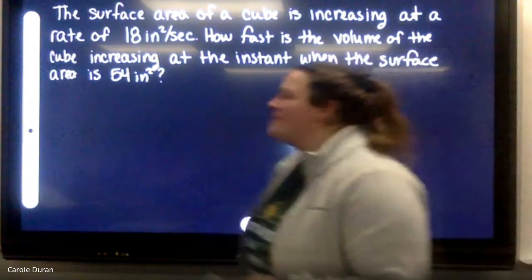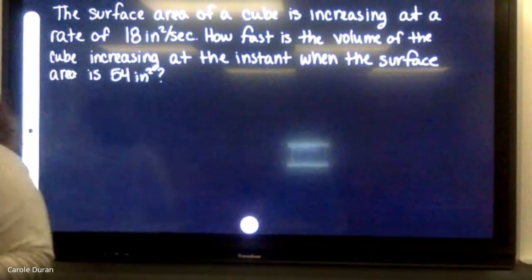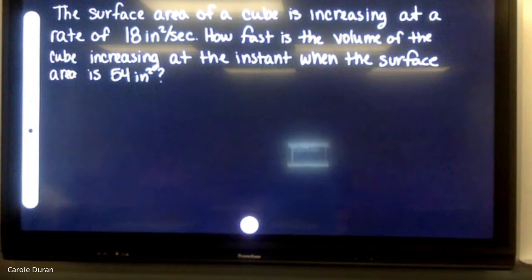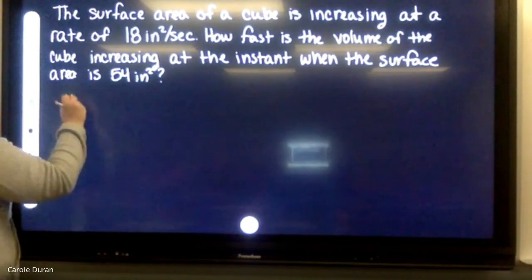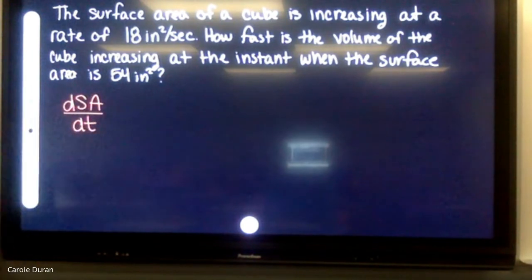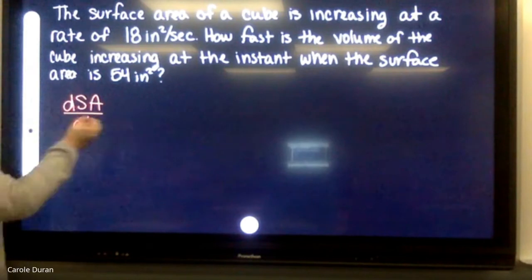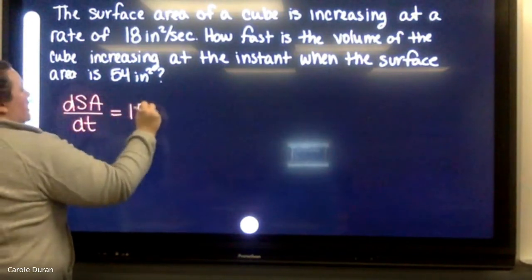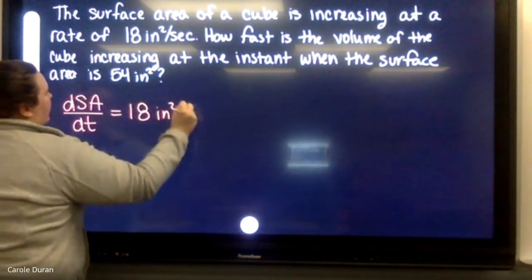Okay, so let's pull out the information that we do have here. What do I know? Increasing at a rate. What is increasing at a rate? The surface area. So I know dSA dt. Yes, SA is always surface area. So I know that my surface area is increasing, so it's going to be a positive 18 inches squared per second.